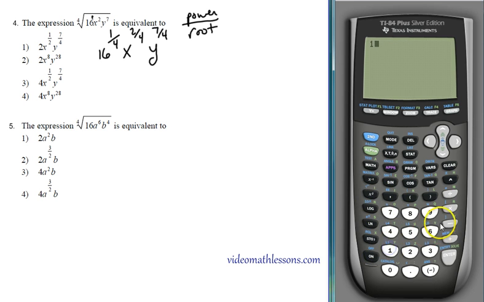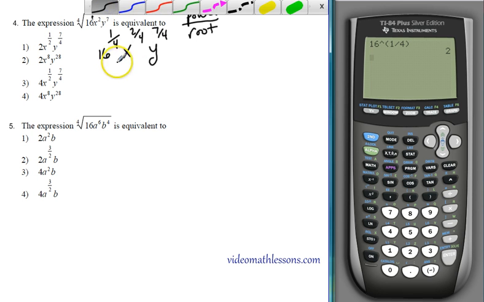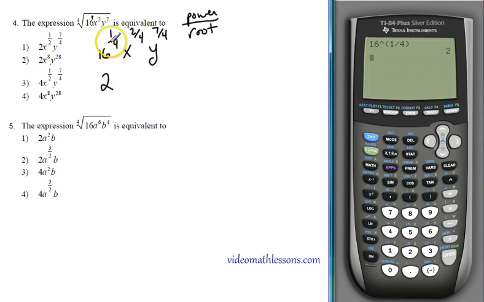And when I enter the 1/4, I'm going to keep it in parentheses. The fractional exponent, keep it in parentheses. And when we hit enter, you get a 2 out of that value. So 16 to the 1/4 is a 2. Well, that means it's not these guys.